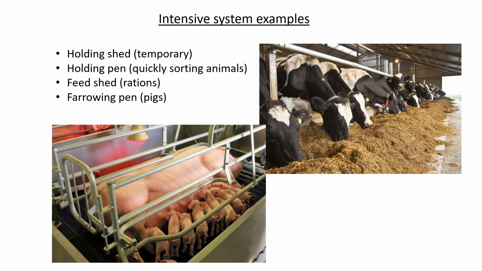Then secondly, a holding pen. This is just used to quickly sort animals. A holding pen is something you use if maybe you bought animals, the truck unloads them, they go into the pen, and you quickly want to sort them out. Which ones do you want to use for breeding, which ones should go into this camp or that camp. They're usually in a holding pen for a couple of hours max. They usually don't eat there.